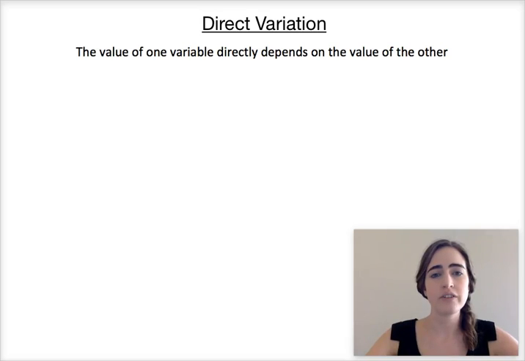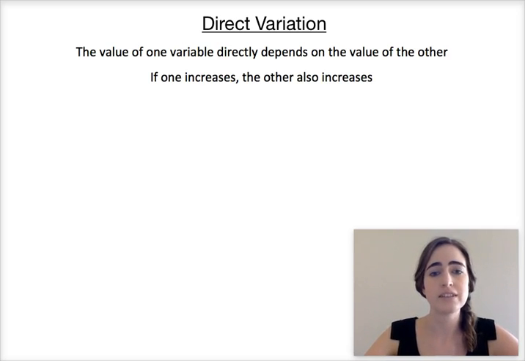In this video, I want to have a look at direct variation. So direct variation is when the value of one variable directly depends on the value of the other. So what that means is that if one variable increases, the other one also increases. It works the other way as well. If one decreases, the other one also decreases. And it all happens in the same proportions.